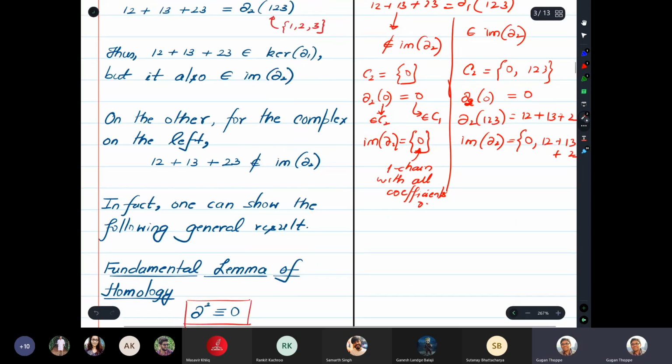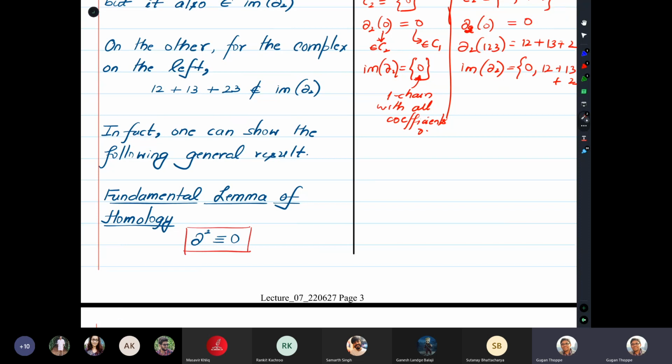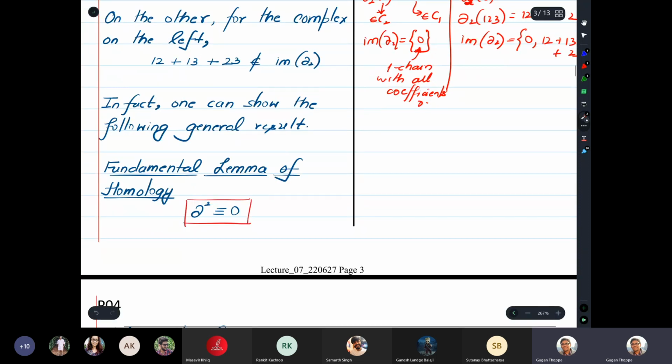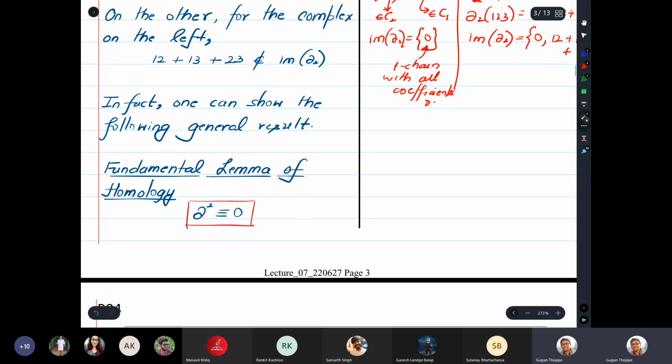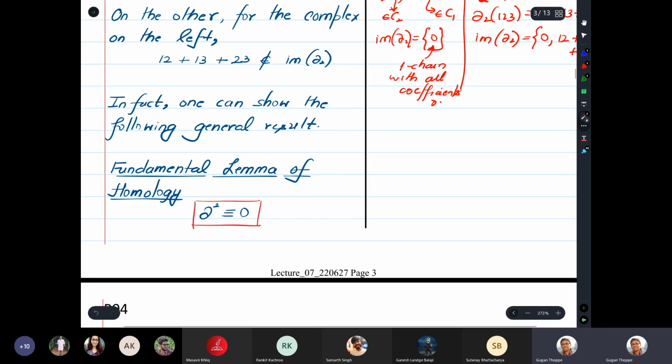All right, surprisingly there are no raised hands, so maybe we can advance. Okay, so we are now trying to formalize what we just discussed. The general result that would be of use to us is what is referred to as the fundamental lemma of homology. And what is the fundamental lemma of homology? Well, this lemma is what is written in this red box over here.